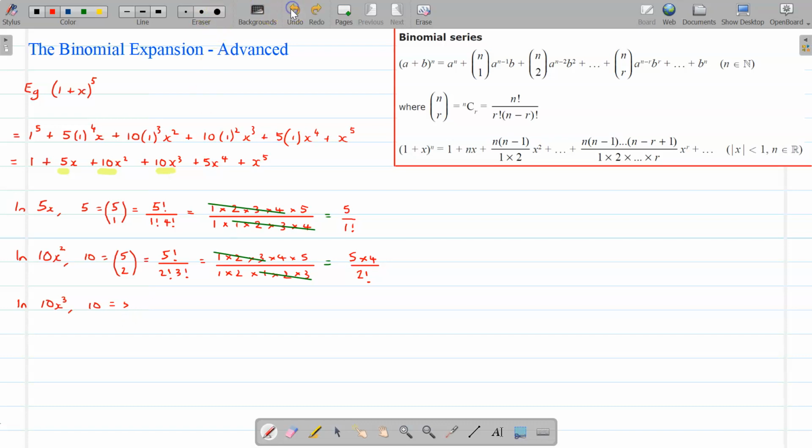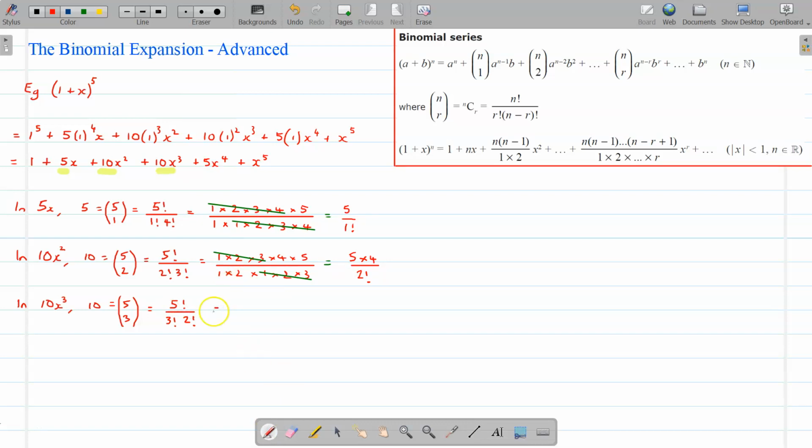Sorry, I don't need a fraction line in there. 5c3. Okay, and 5c3 is 5 factorial over 3 factorial, 2 factorial. Now obviously it's got the same value as the one above, but the way I'm going to cancel it is different, and you should see why shortly.